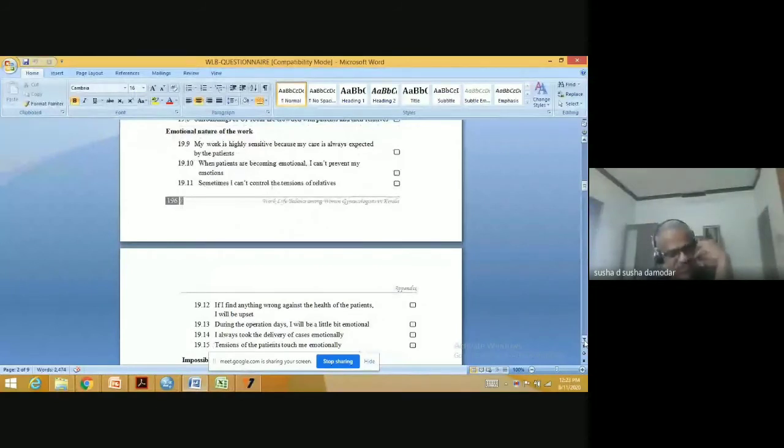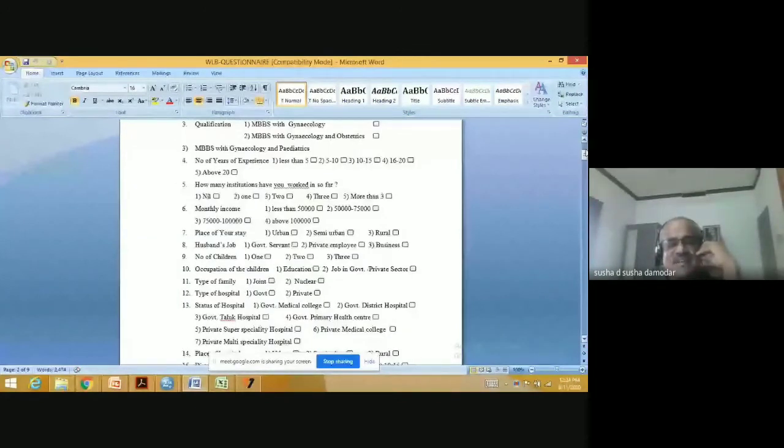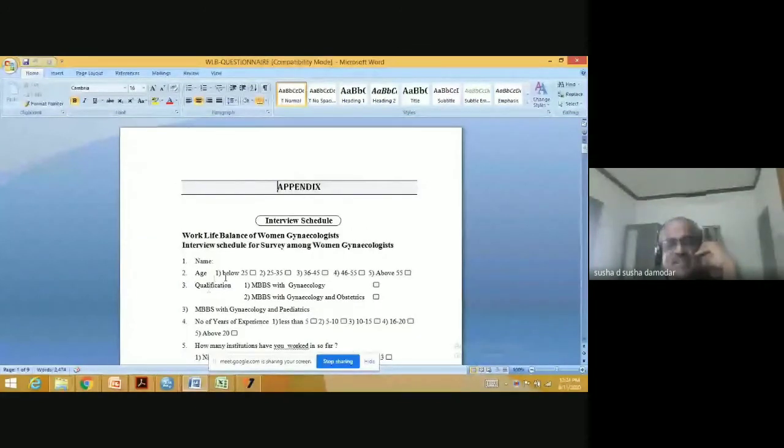So, my dear participants, when we use interval scale for the measurement of a variable with as many statements, definitely we are dealing with quantitative figures. See, once again I explain the concept. Question number 2, age. The first category below 25. Second category 25 to 35. Third category 36 to 45. So these are nominal scale variables, categorical variables.